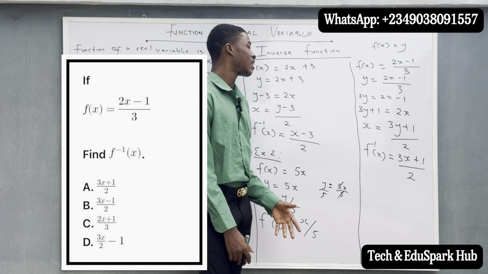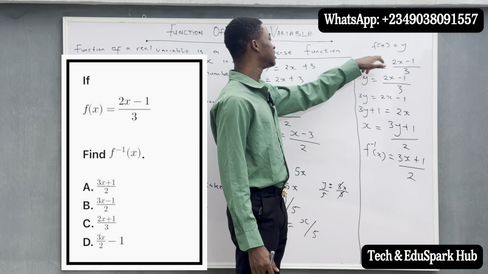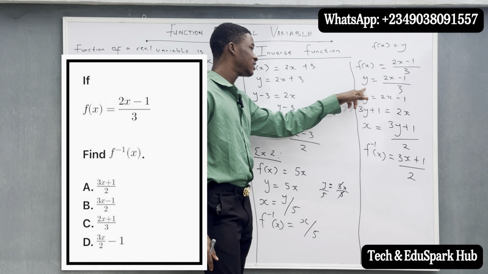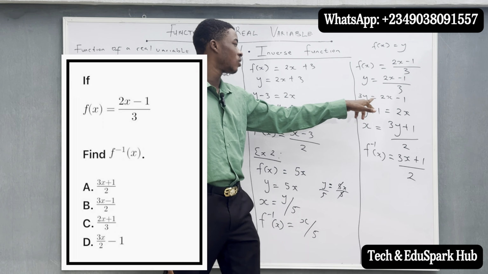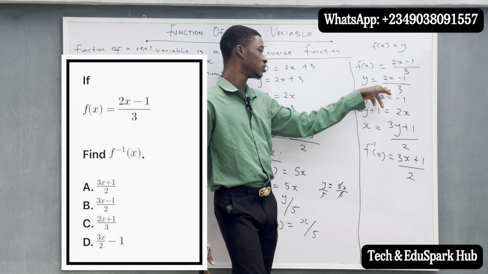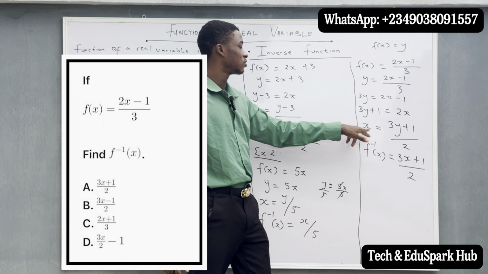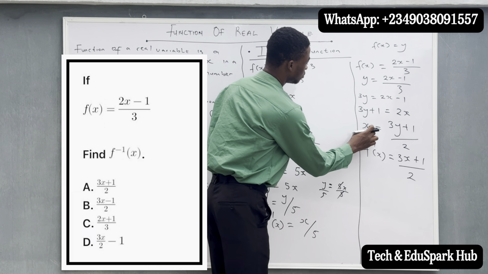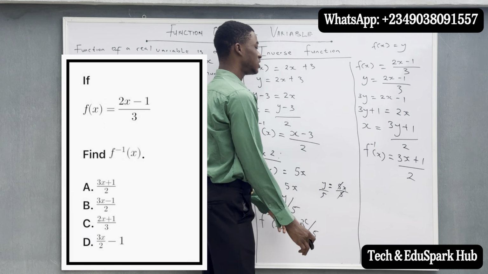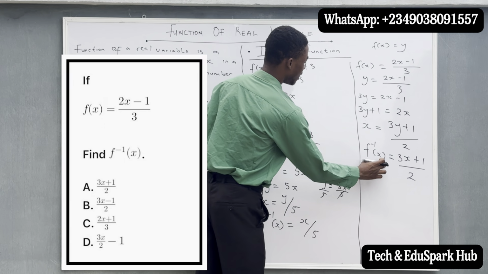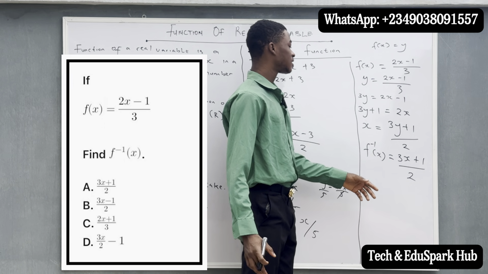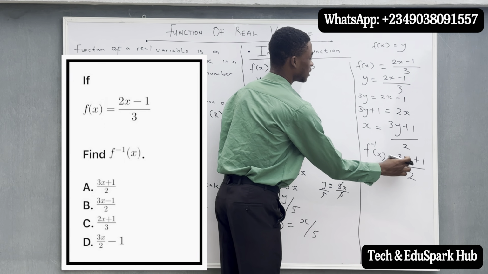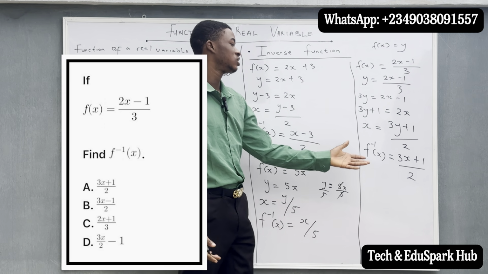So again, let me recap. The first thing to do is change this f of x to y. After you change f of x to y, you make x the subject of the formula from the equation. Once you make x the subject, you substitute f inverse of x for x. And lastly, you change the y to x. So anywhere you see y in the equation, you change it to x.